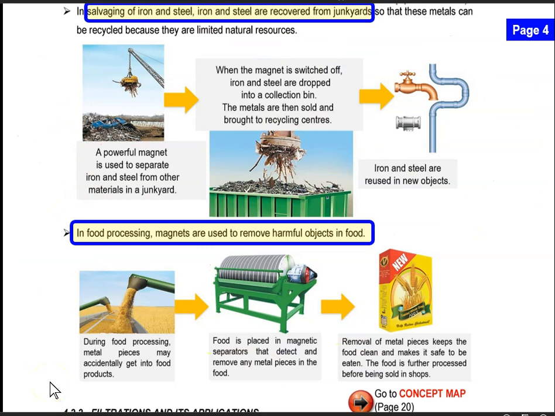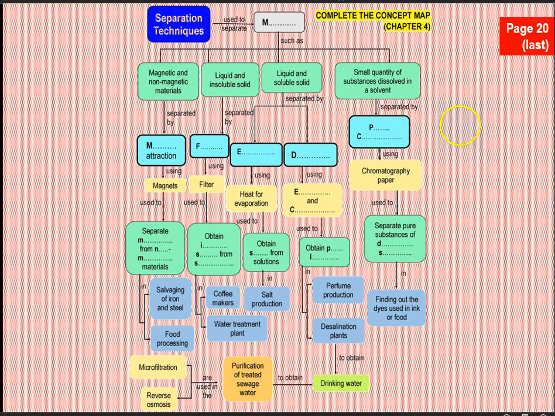Now I would like to draw your attention to the concept map on page 20. So what have we learned so far? Okay, now this is your concept map. We have learned that separation techniques can be used to separate metal. Very good. And then based on the physical property, we talked about magnetic attraction, right? So we say that if we want to separate magnetic and non-magnetic materials based on their physical properties, we will basically choose magnetic attraction. Okay?